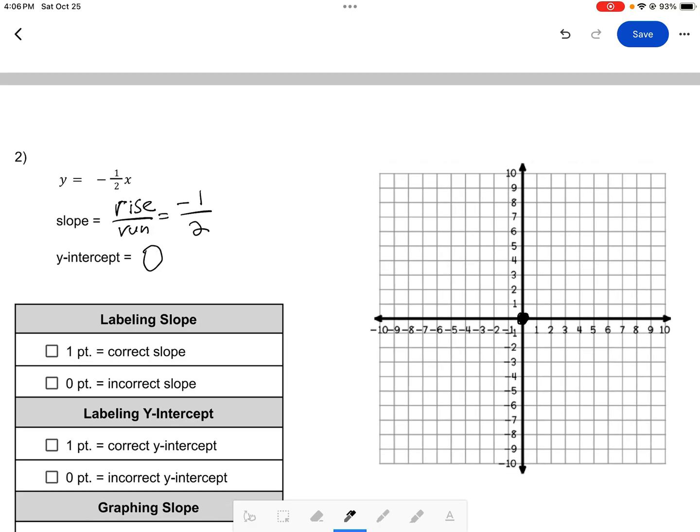And I'm going to go down 1 and to the right 2, down 1 and to the right 2, down 1 and then to the right 2. I can reverse it. I can go up 1 and to the left 2, and up 1 and to the left 2. And then I can draw my line through those given points. And there's my line.